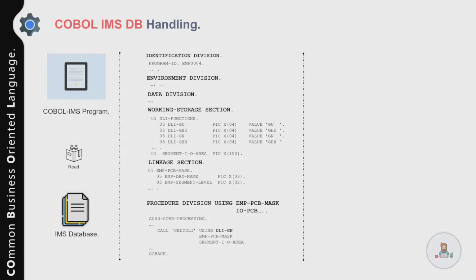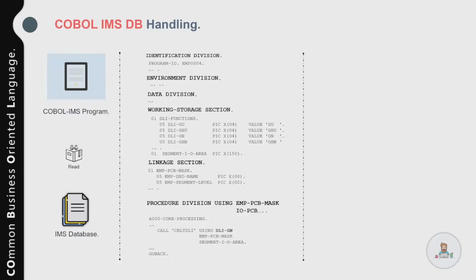So in the working storage section, we have defined the DLI functions. Apart from that, we have also defined the segment input output area. Apart from that, you normally define the working storage variables that will be used internally within the program. Then we have the linkage section where we have defined the PCBs which will be used in the program. The linkage section definition of a PCB is called a PCB mask. Now coming back to the procedure division, we have actually used the procedure division with a USING clause. And the USING clause lists the name of the PCB mask that you have defined in the linkage section.